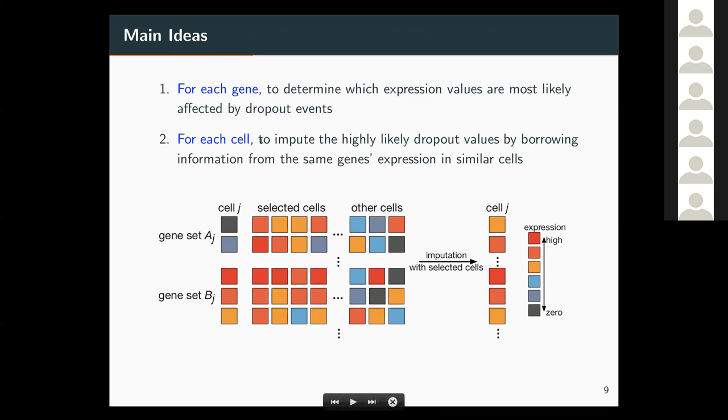This diagram shows the idea. So you can see that for every gene, we first learn its chance of being dropout, and doing that allows us to divide for each cell J its genes into two sets, set AJ that needs imputation and gene set BJ that doesn't need imputation. And then based on the genes in set BJ, we learn which cells are similar to the cell J. And based on this similarity, then we use the gene expression of the set AJ in those selected similar cells to impute the expression of AJ in cell J. So we will introduce the steps in detail, but this is just a general overview of our ideas.